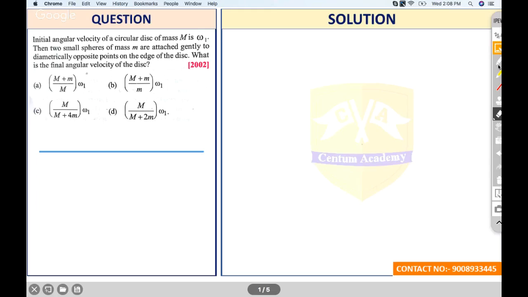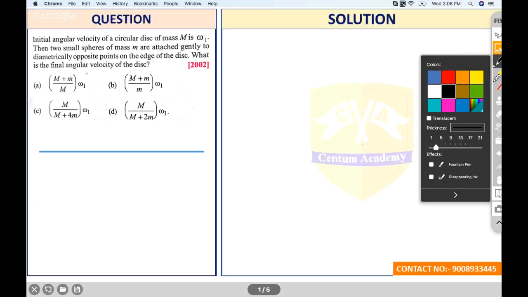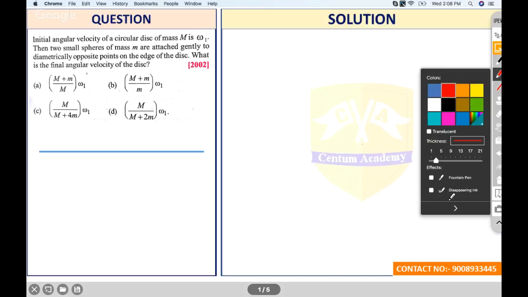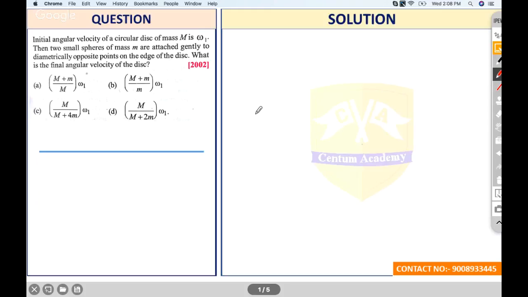All right, friends. So here is a question on rigid body motion. Let's see how we can analyze this particular situation. Okay. So let's first read the question. Initial angular velocity of a circular disk of mass capital M is omega 1.